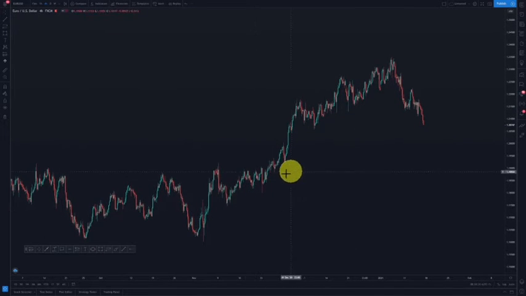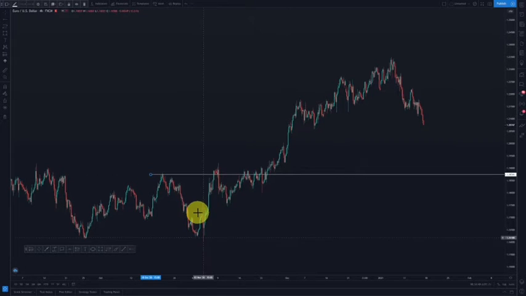Okay, guys, you can clearly see over here that there was a break of structure over here. Then the market broke it and came back to give us an entry to buy.